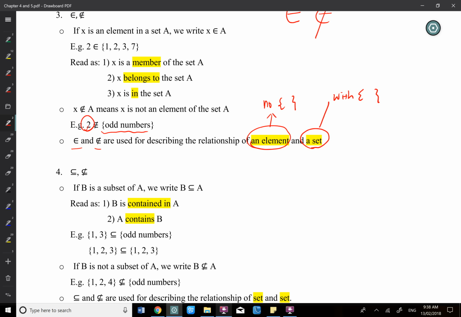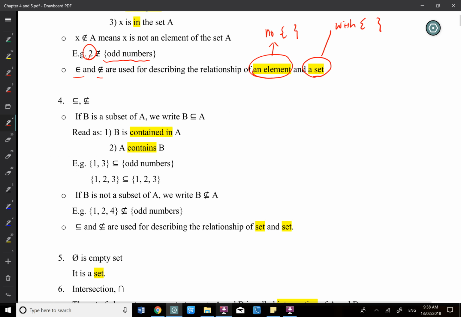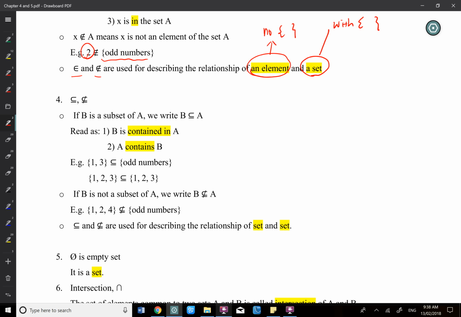So it must be an element and a set. We talk about the relationship between that and that. We use belongs to and not belongs to. Why I emphasize that? Because the next one is contained and not contained.